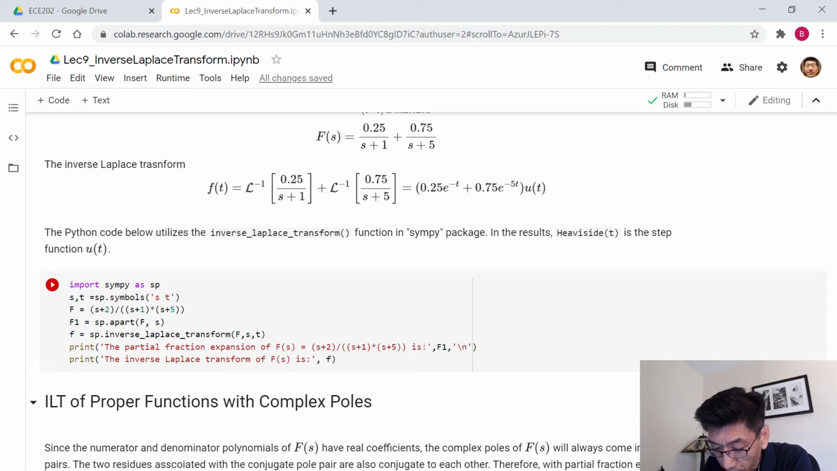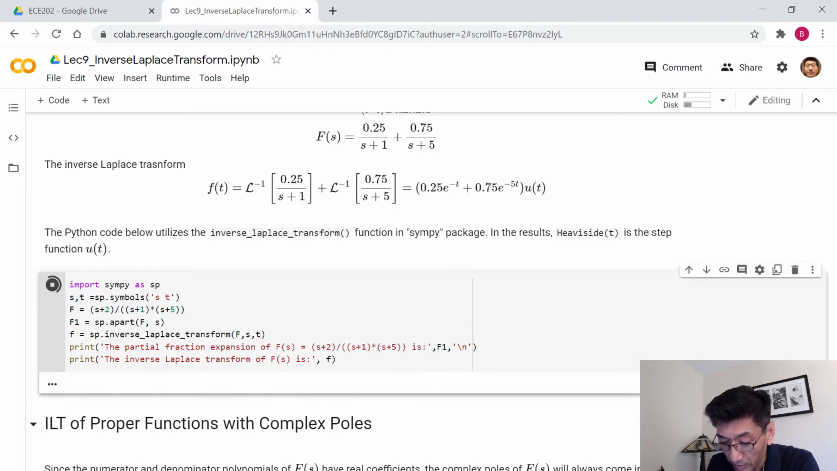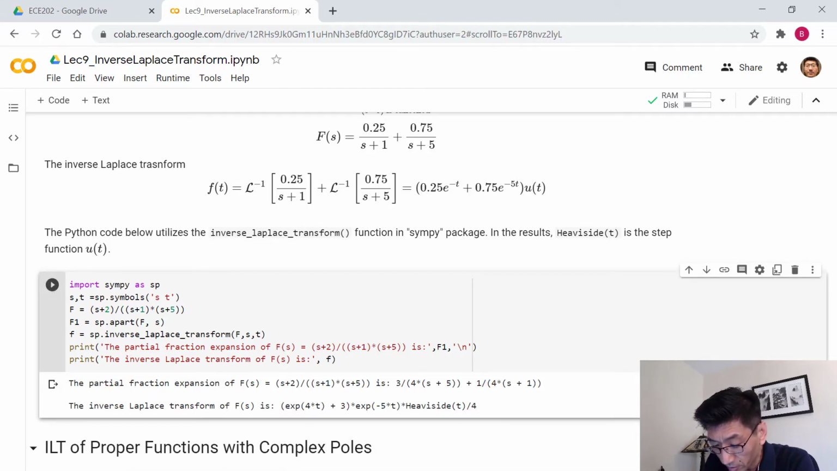You can do the partial fraction expansion, and of course in Python you don't have to do the partial fraction expansion to do the inverse Laplace transform. I just want to show the partial fraction expansion. I just run the code. So here the partial fraction expansion is 3/4, which is 0.75, divided by s plus 5, and 1/4, which is 0.25, right? We just calculated that.